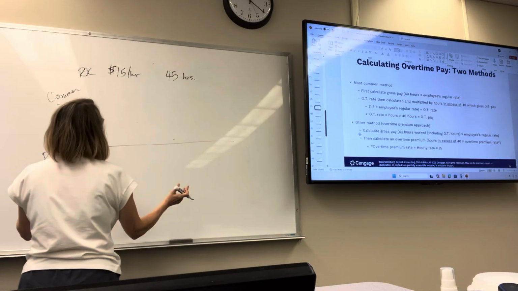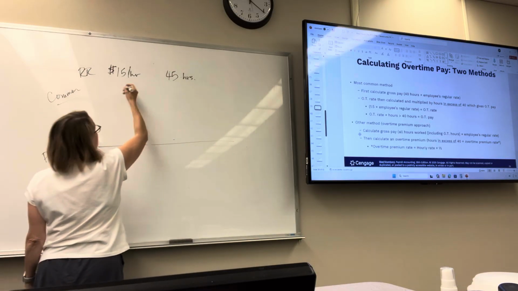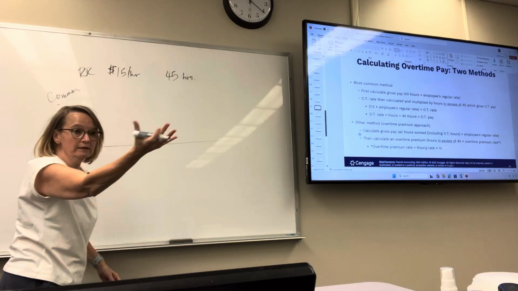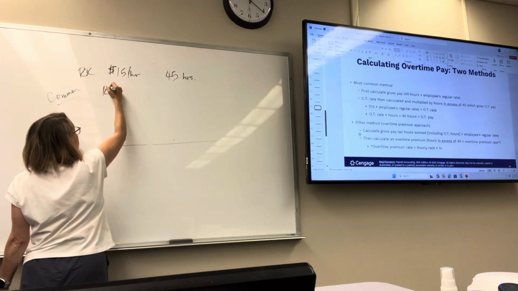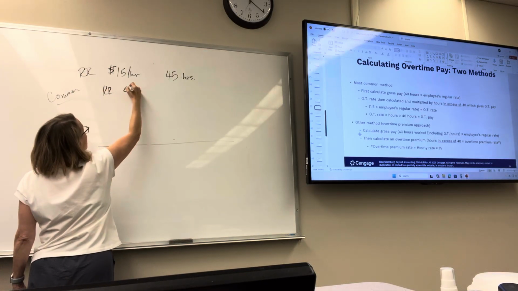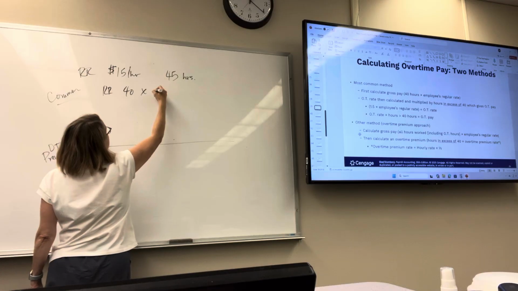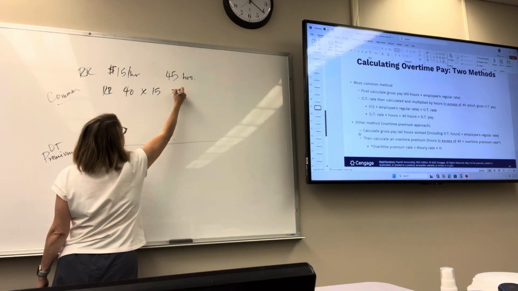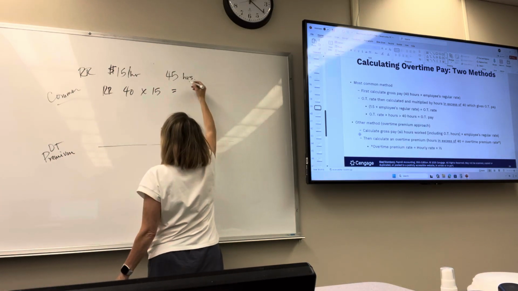All right, so in the common method, what are we going to do? We're just going to take the 40 times the regular rate. So we'll calculate first the regular rate. So 40 times 15, which, what do we get here? 600?